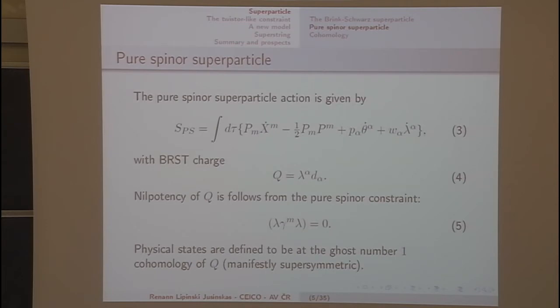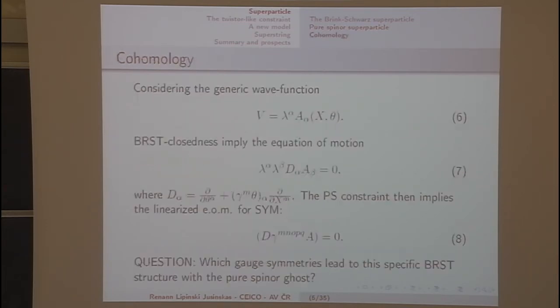Right? So physical states are very simple. They're defined in this ghost number one cohomology. And if you consider any wave function of this form, BRST closed will imply this equation. And this D alpha is just a realization of this superderivative. And together with the pure spinor constraint, we get this equation of motion, which is the linearized equation of motion for super Yang-Mills, right? So A alpha is a superfield.